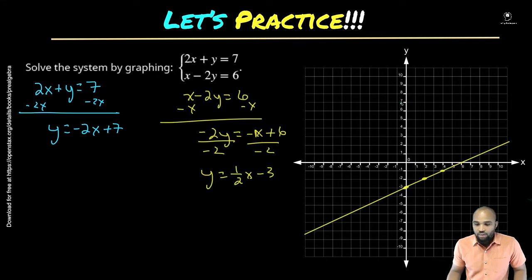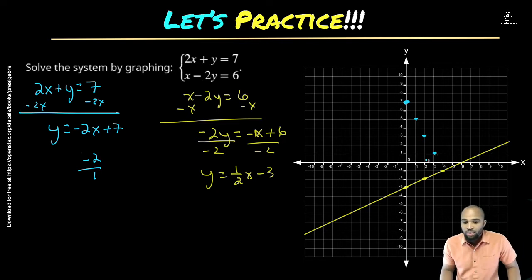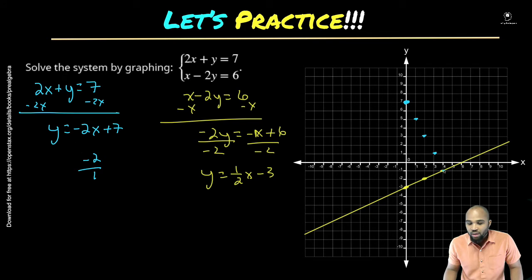We're starting at 7 this time, and we're going -2. -2 is the same thing as -2 over 1. So I'm going to go down 2, to the right 1. Down 2, right 1, and down 2, right 1. Notice I'm going to manually do that this time because I can see I'm getting closer to that line, and I can now visually see right there is where they both cross.